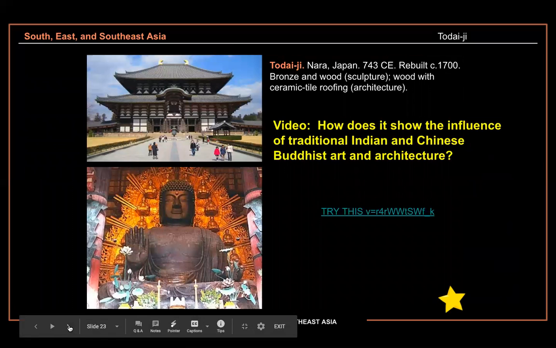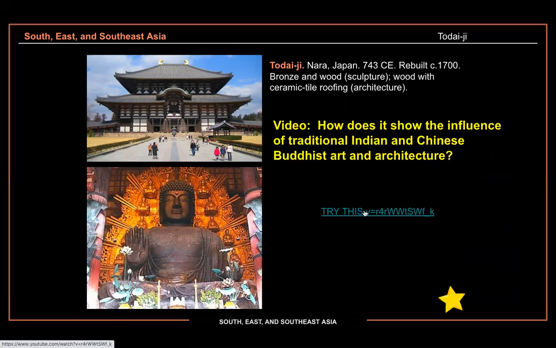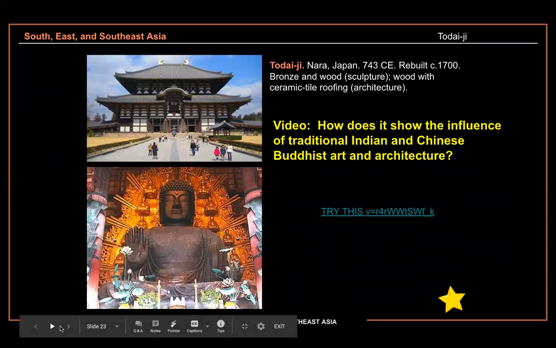So you can watch this video. I can't because it will kick it out of YouTube. But you might want to look at how this imagery is influenced by Indian and Chinese Buddhist art and architecture. What are the similarities? This looks a lot different than the Buddha we just saw at Ryoan-ji.